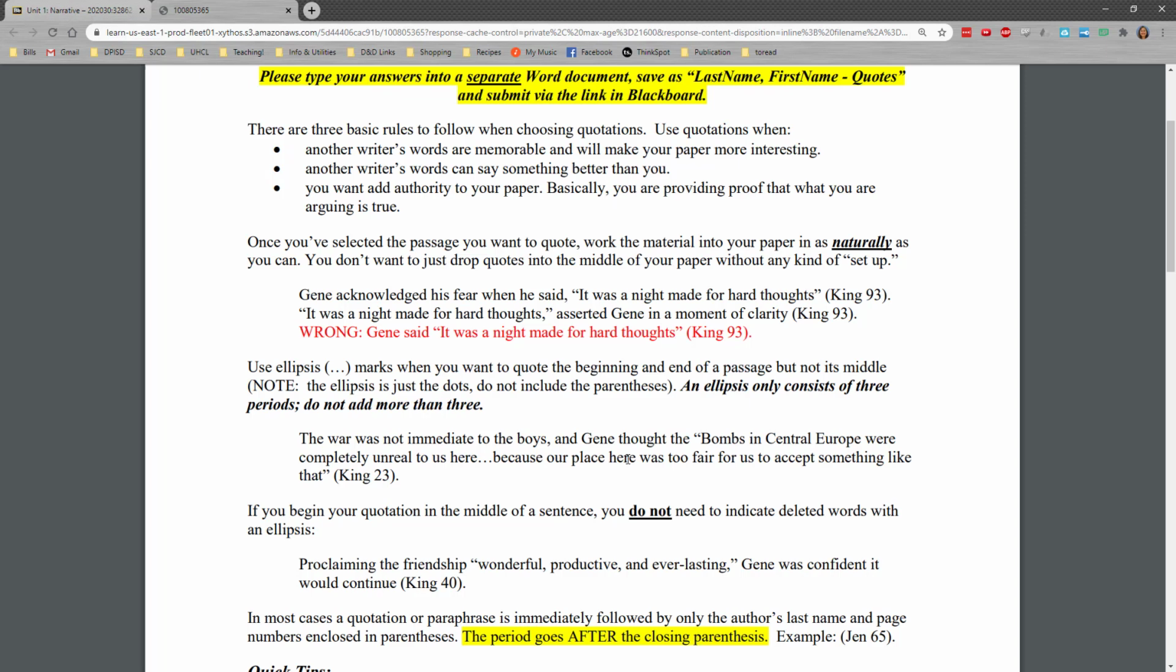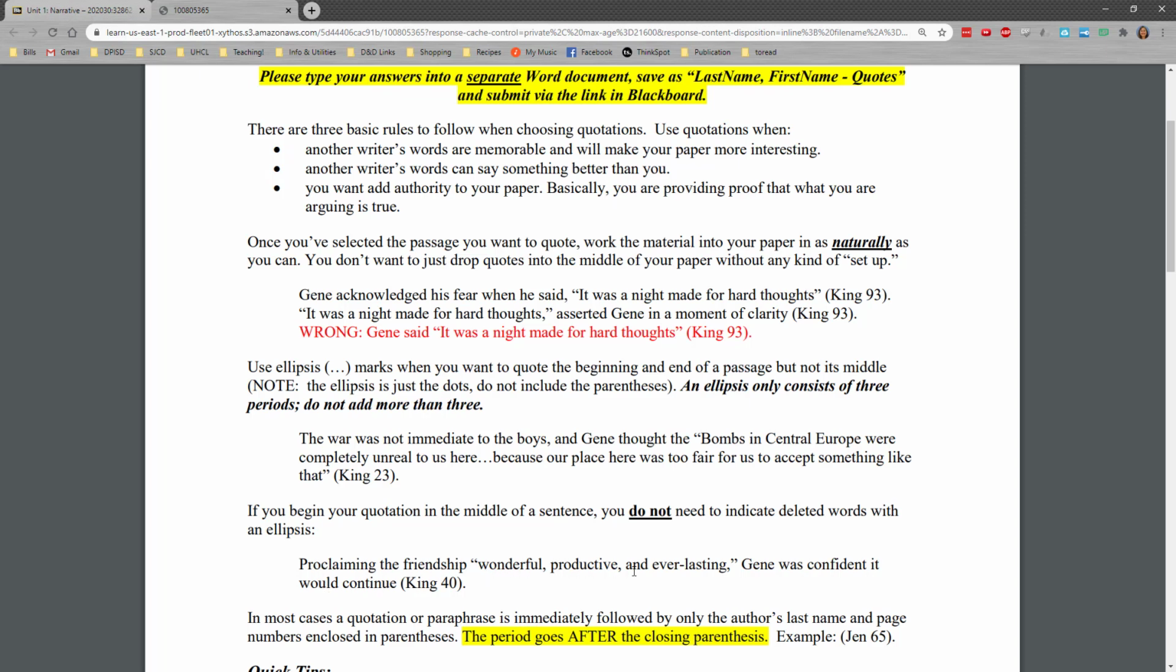For example, in the original text, the quote may have said, "Bombs in Central Europe were completely unreal to us here in Liverpool because our place here was far too fair for us to accept something like that." But you don't need the "in Liverpool," it's just extra words, or there may have been much more there. So when you take out a piece in the middle of your quote, you use ellipses to indicate there was something there that you took away. If you begin your quotation in the middle of a sentence, you do not need to indicate deleted words with an ellipsis. You just start the quote at the part you're quoting. The rest of it, it's like it wasn't even there.